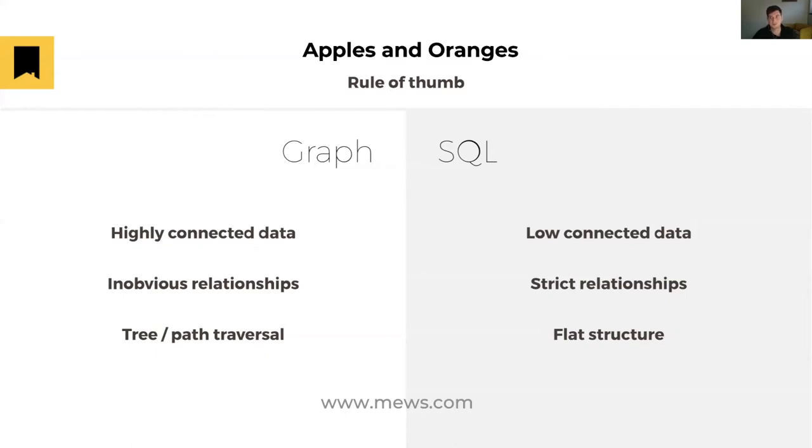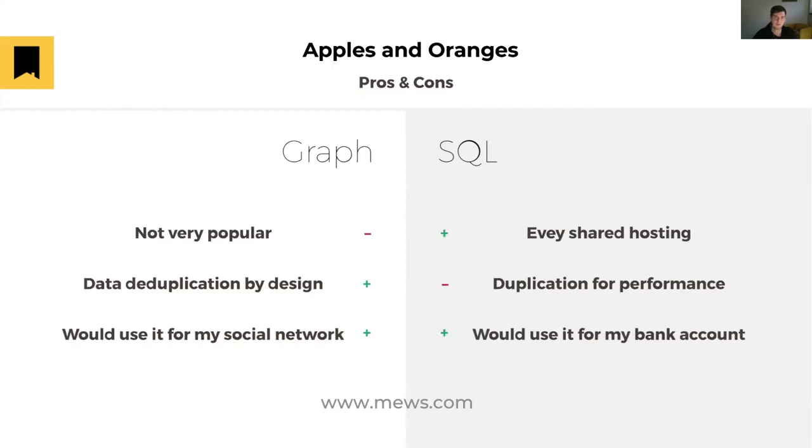It's also really good in path traversal, as you can see. But if you're talking about SQL and low connected data, it wins. If it's strict relationships, it wins. If it's flat structure, it wins. So we have to understand that too. And if you'd like some shiny slide to put up, graph databases have minuses as well, of course.